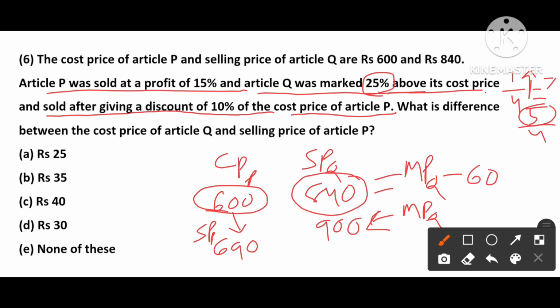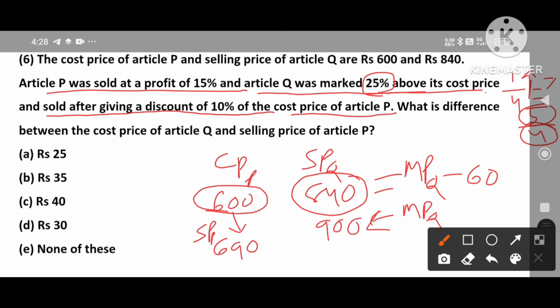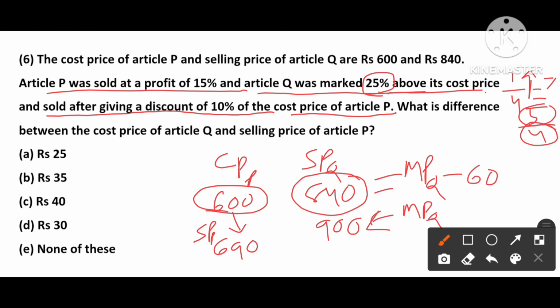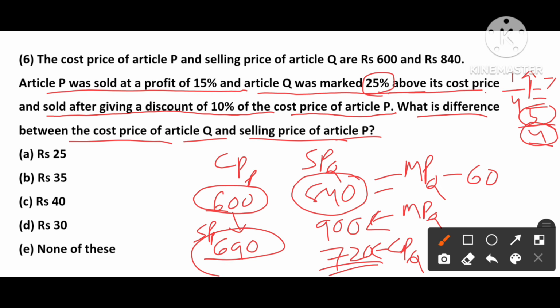So 1 part value will be 180. 180 into 4 times we need to find. 4 parts value is the cost price. So cost price of the article Q will be 4 parts value, 4 into 180, which will be 720. So the cost price of article Q is 720. Now the question asked is the difference between the cost price of article Q and the selling price of article P. So 720 minus 690. The difference between these two is 30. Option D is the answer for this question.